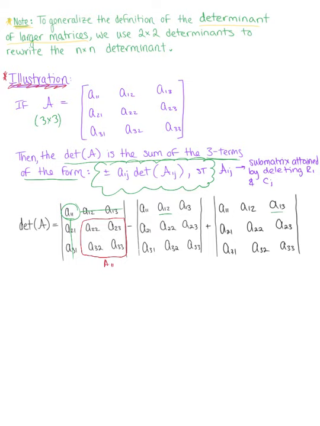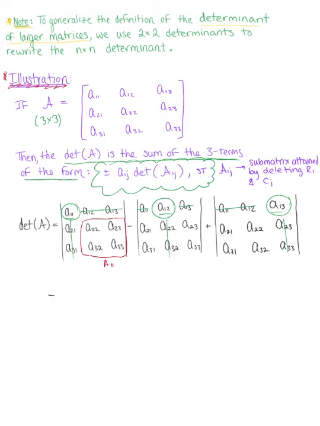And we do the same thing for our next entry. So this is the entry in the first row, second column. To find the submatrix A sub 1, 2, we eliminate the adjacent row and adjacent column. And we'll do the same thing here with the entry in the first row, third column. To find the submatrix, we eliminate the adjacent row and column.